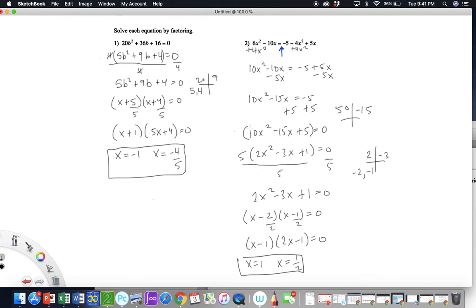I would say this is probably as advanced as it gets. I mean, we can't really get any more. I could put more terms in it, combine like terms, but the nuts and bolts of this whole process is setting it equal to 0, factoring it, setting the final binomials equal to 0, and solving.